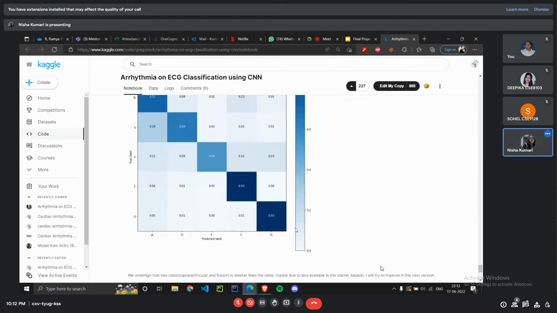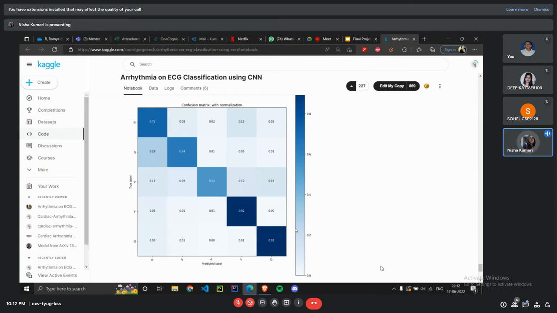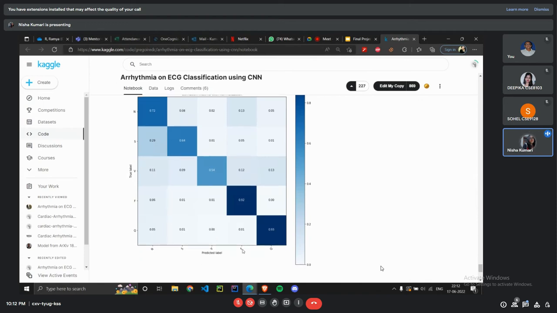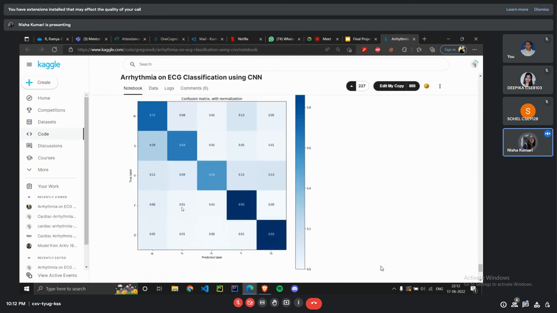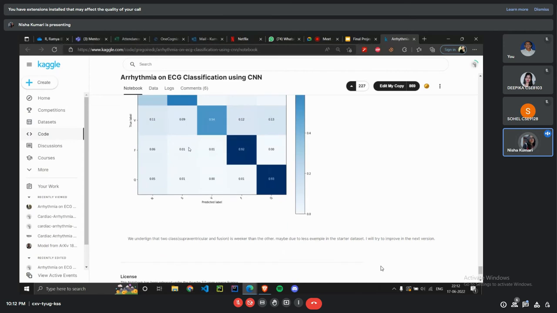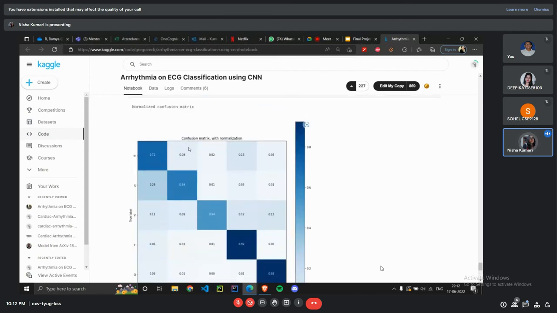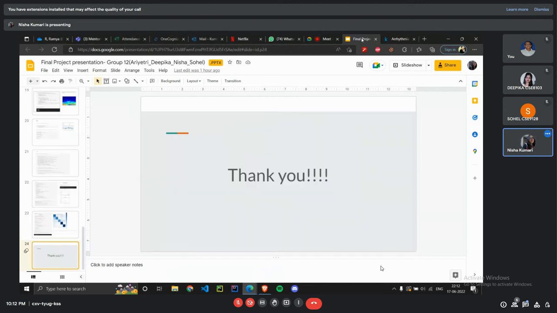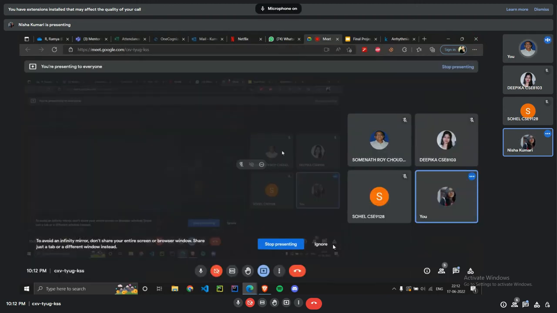But if we have a data set which feeds our neural network with more S and V class rhythms, then definitely those will also turn out darker. So yeah, this is basically pretty much our project. So here we came to an end. Thank you everyone.